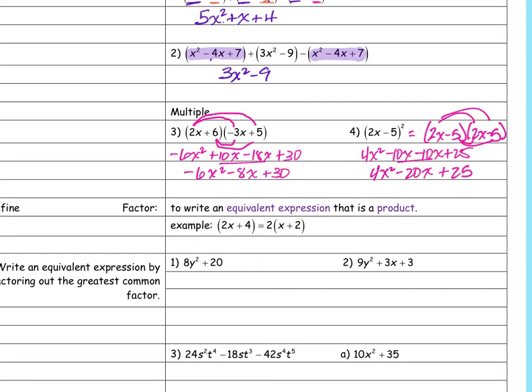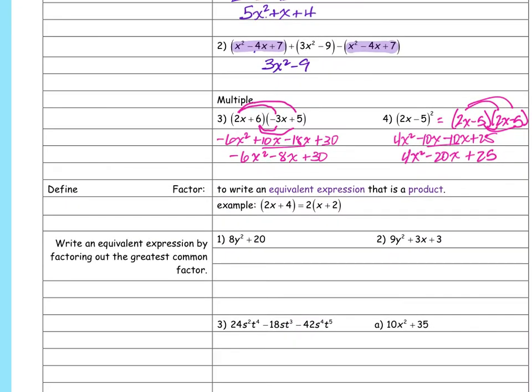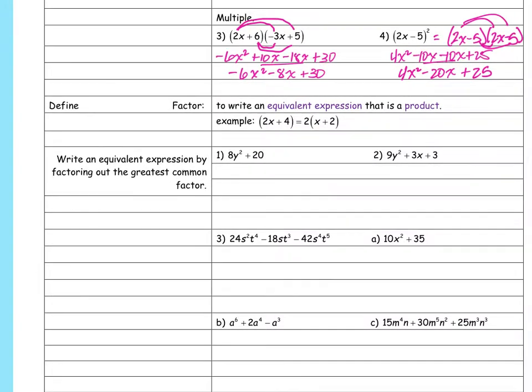Okay, so here we go. We're going to go on to factoring. This whole unit is on factoring and factoring different things. To define factor: it's just to write an equivalent expression that is a product. An example is if I have 2x plus 4, it factors to 2 times x plus 2 because what's in both terms? A 2 is in 2x and a 2 is in 4, so I can take a 2 out. So that's just kind of a definition of factoring. It's an equivalent expression that is a product. Okay?